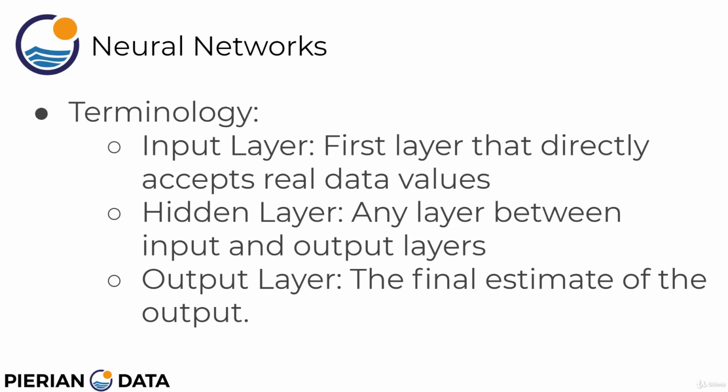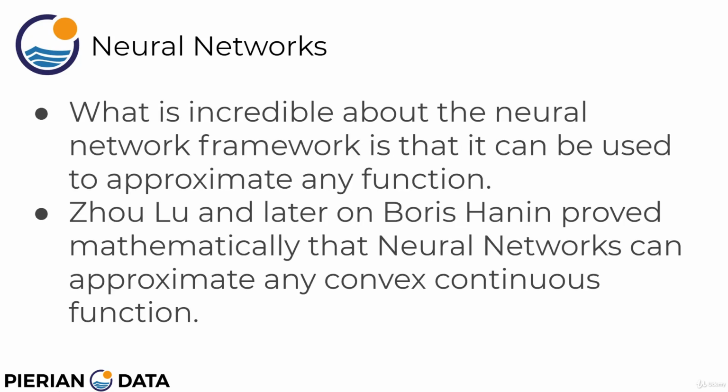Now, something that I find really incredible about the neural network framework is that it can actually be used to approximate any continuous function. Researchers Liu and later Boris Hanin proved mathematically, in the same way you would have a proof of geometry, that neural networks can approximate any convex continuous function. So for any convex continuous function, essentially a function that you can continually integrate over, there should be somewhere out there some network that can directly approximate that function.